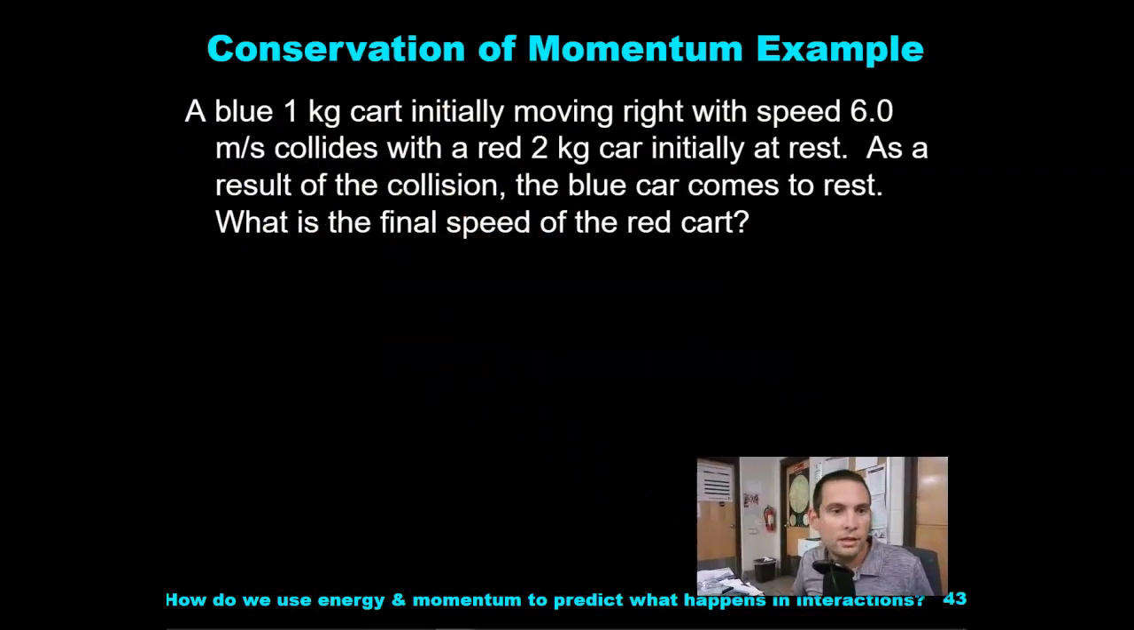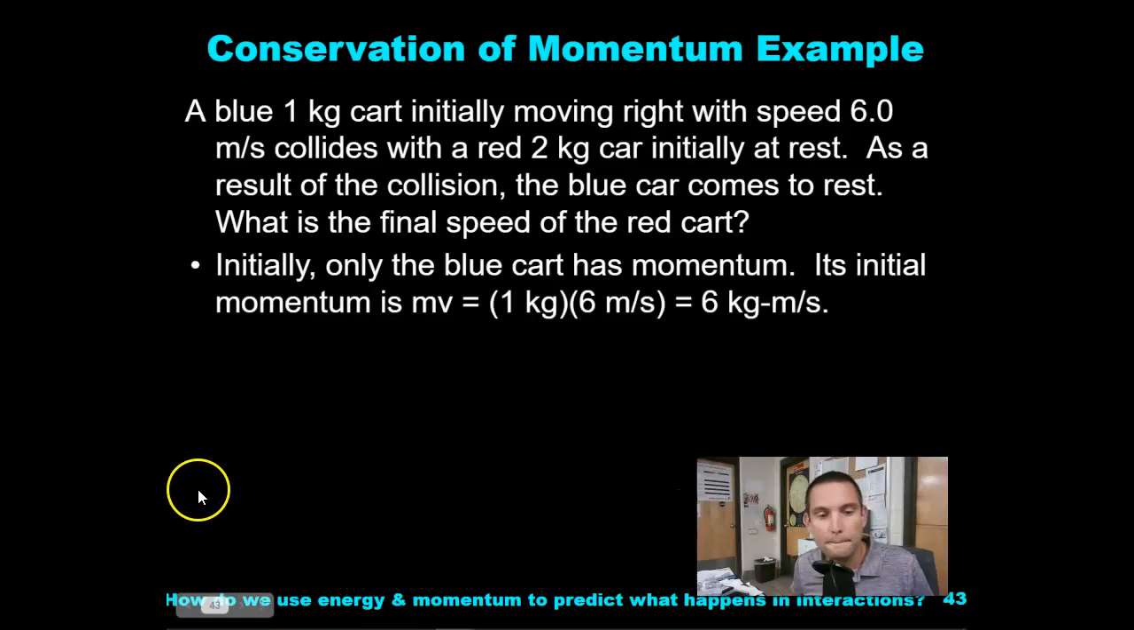Let's look at another one. A blue 1 kilogram cart initially moving to the right with a speed of 6 meters per second collides with a 2 kilogram cart initially at rest. As a result of the collision, the blue car comes to a rest. What is the final speed of the red car?